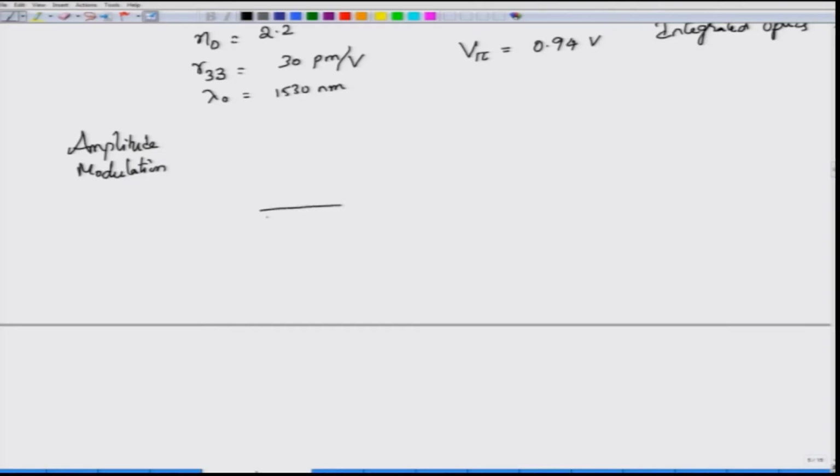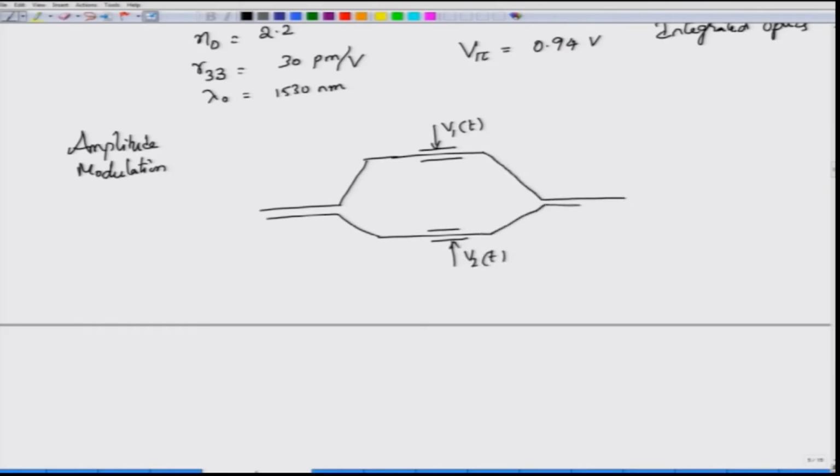You take a waveguide and split this waveguide into two portions, and then you put two electrodes here. Each of these arms by themselves is a phase modulator. So, you can apply a voltage V1 of t, and you can apply a voltage V2 of t to this one, and then combine them into one waveguide. I should have combined them into a waveguide type. So, each of them can be combined into a waveguide.